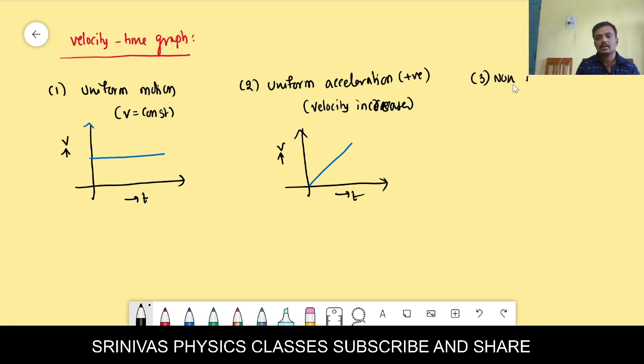Non-uniform acceleration, or uniform retardation, we can write. Retardation means negative acceleration. Speed decreases, velocity decreases. The graph will be like this, velocity and time.